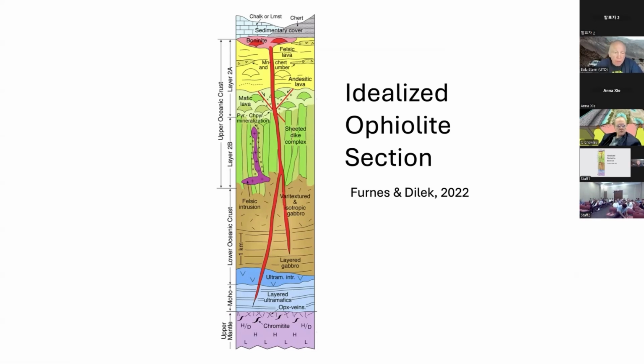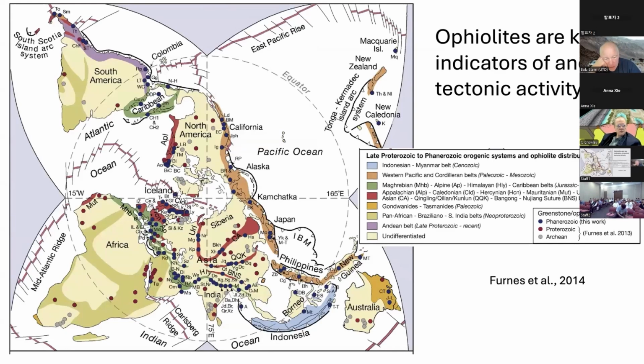But the reality, so this is a map from Furness et al. 2014, a beautiful map showing all of the ophiolites of different ages. These are very important features. They are global features. They are something that all geologists that work on tectonic problems are interested in, and they're on every continent. Maybe not in Antarctica. I don't think we found one there yet.